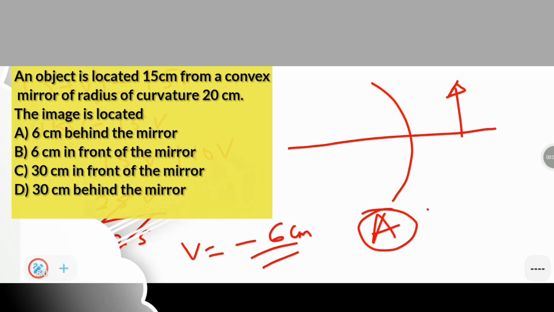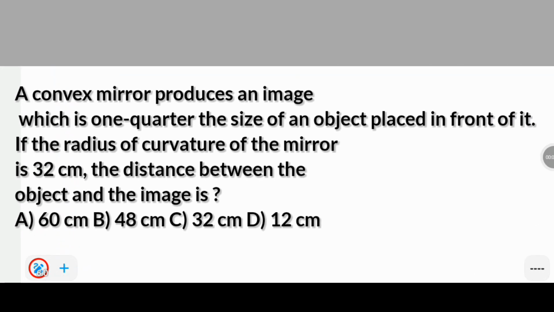I hope you understand. So for our next question, we are told that a convex mirror produces an image which is 1/4 the size of an object placed in front of it. If the radius of curvature of the mirror is 32 cm, distance between the object and the image is dash.